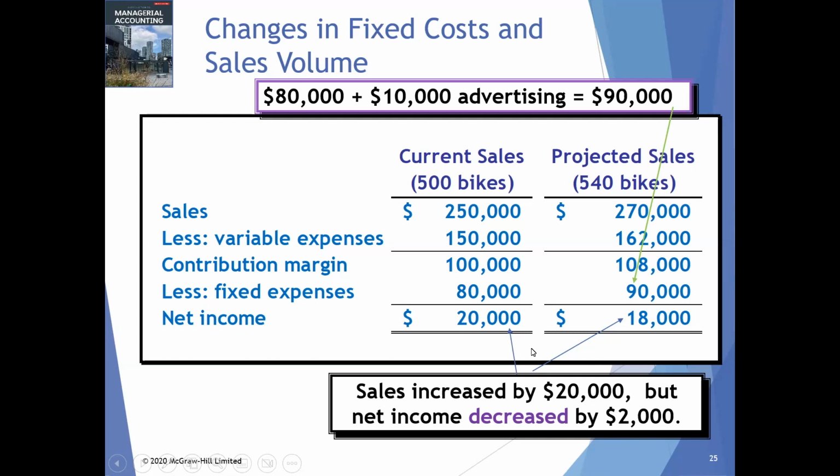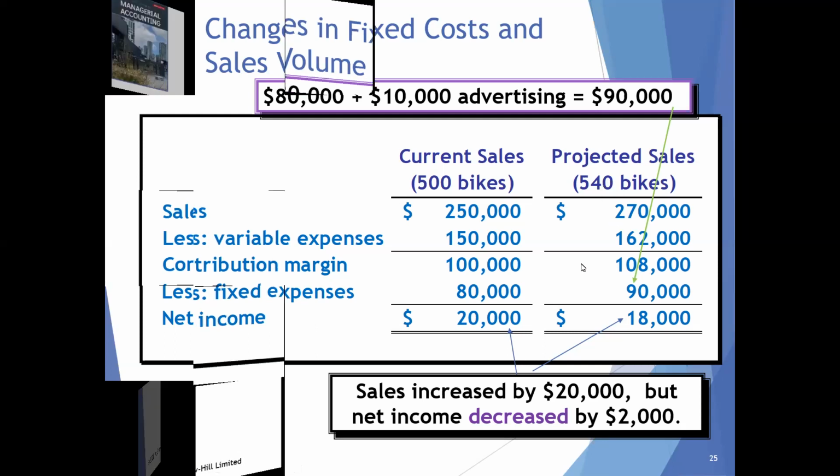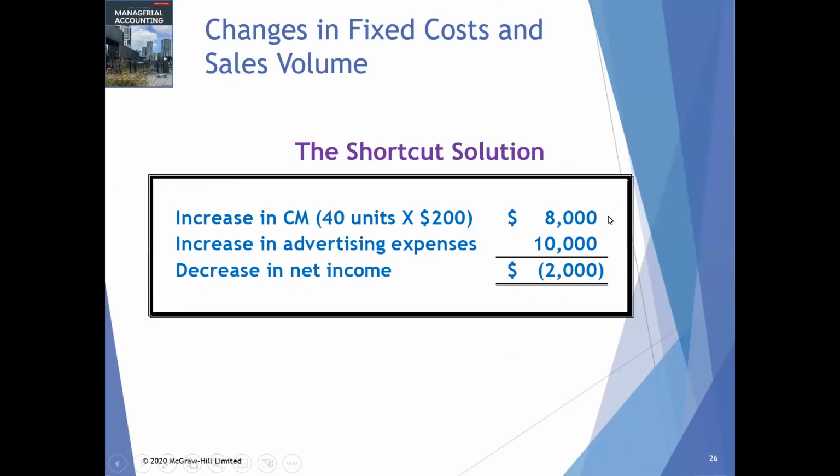Because last time it was 40 units. For example, if you take the example of just the 40 units, the shortcut solution is 40 units times $208,000 minus the advertising cost of $10,000. So $2,000 is decreased in the net income.